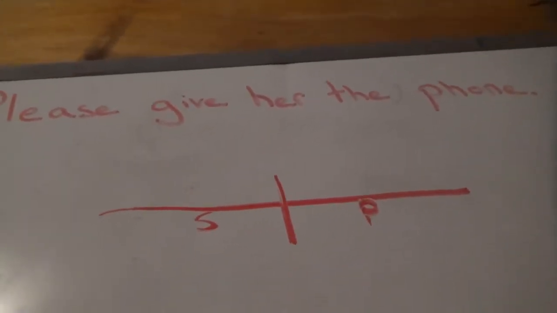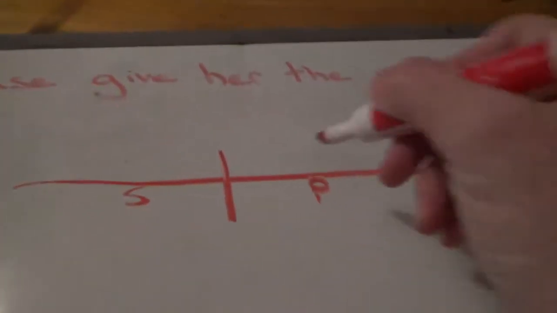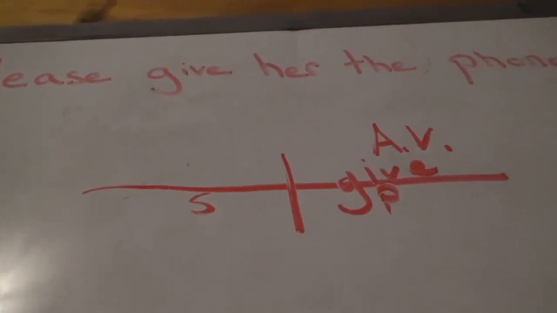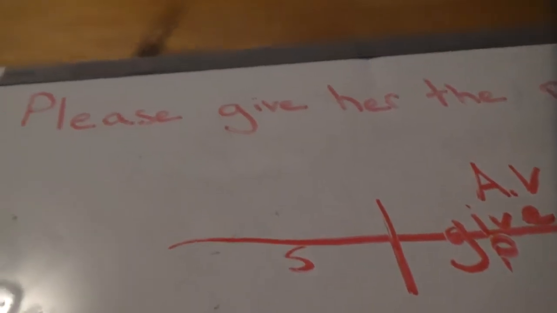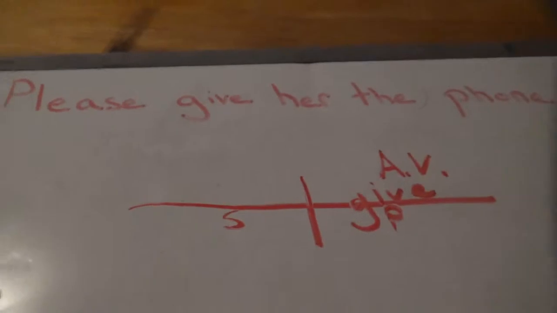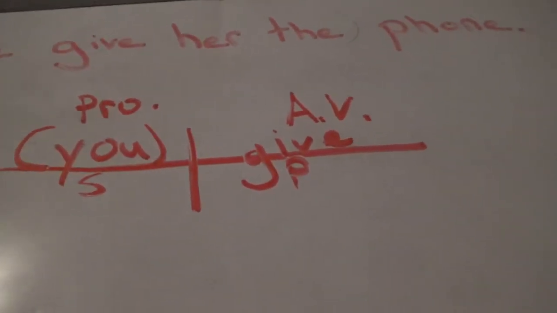Let's find the predicate first by finding the verb. I see give, and give is an action verb. Now who's giving? It's not please. The subject has to be a noun or a pronoun. Please is not a noun or a pronoun. Please isn't doing the giving. Please isn't a person giving. So the subject here is understood you. You give. And you is a pronoun. All right, so now we have our subject, you, and our predicate, give.